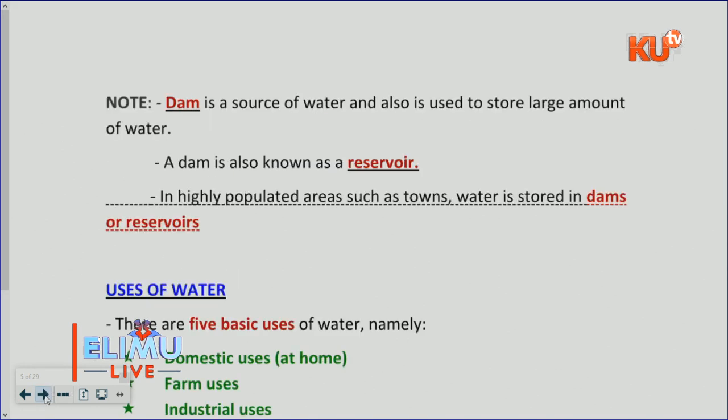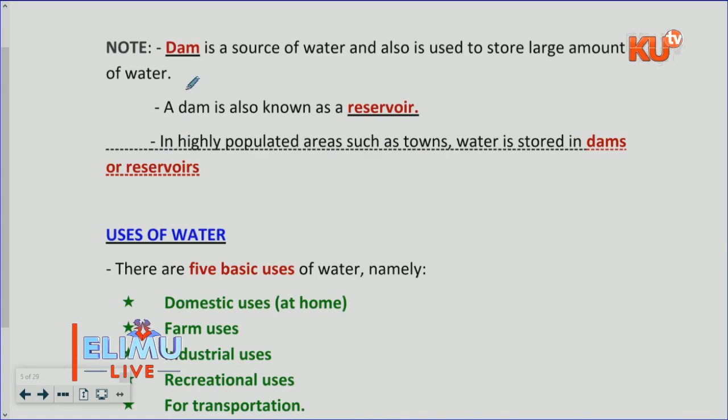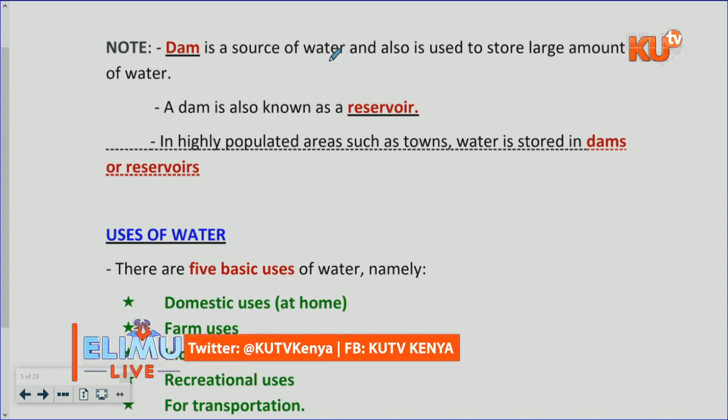There's something that I wrote there, a point to note. I said a dam. A dam is a source of water. Under the sources, I mentioned a dam because we can obtain water from a dam. And the main example, if you are living in Nairobi, is Ndakaini Dam. This is the place where we obtain the water that we use for domestic purposes. And then a dam also is used to store a large amount of water because it is a reservoir.